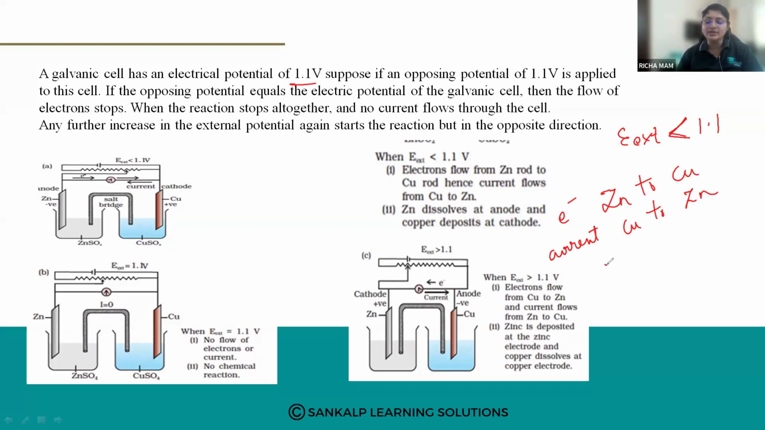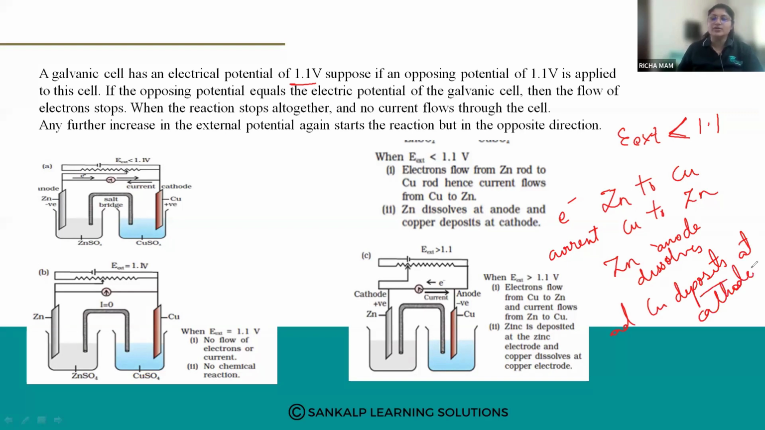So what will happen? The zinc will dissolve at the anode, and copper deposits at the cathode. So it will act as an electrochemical cell.